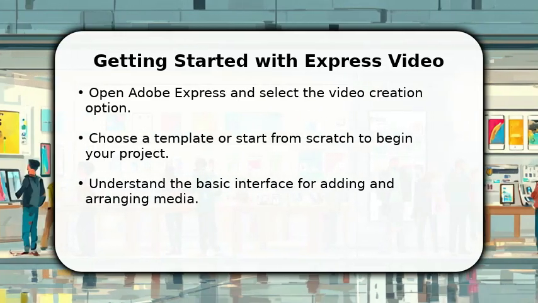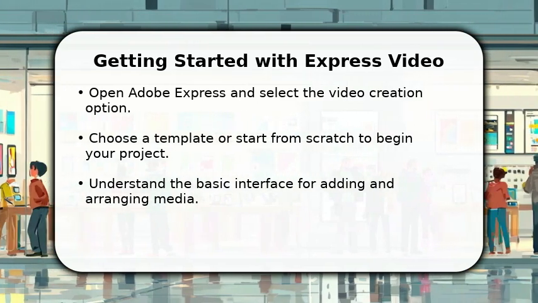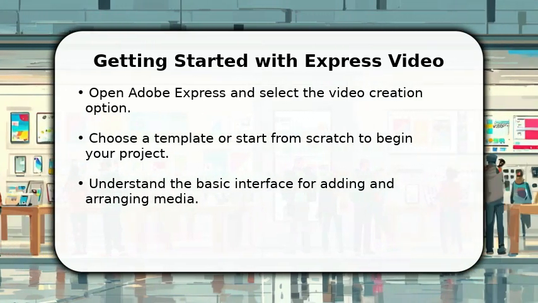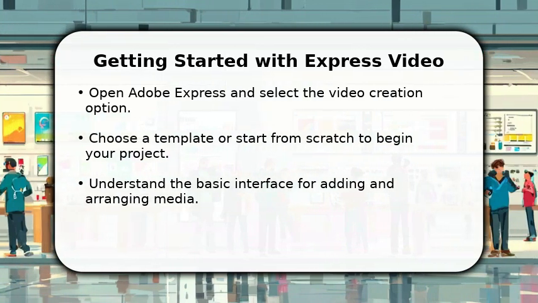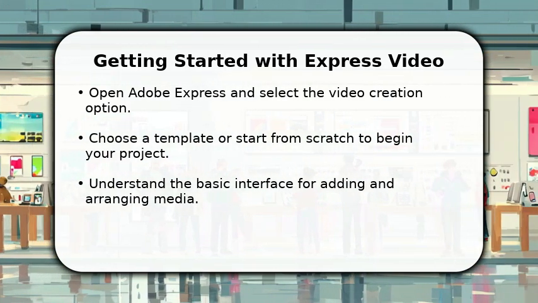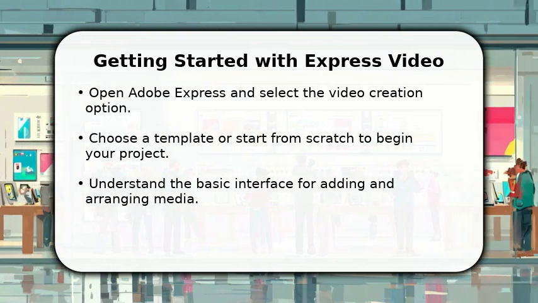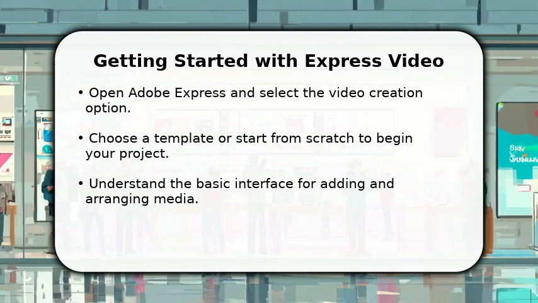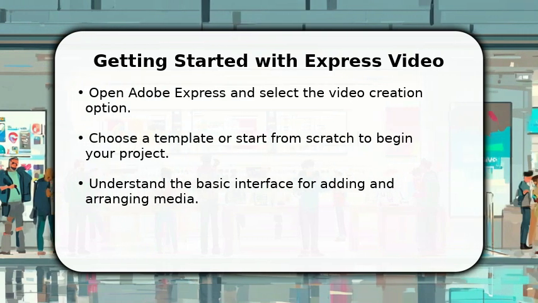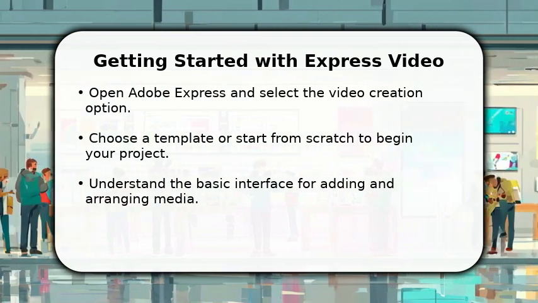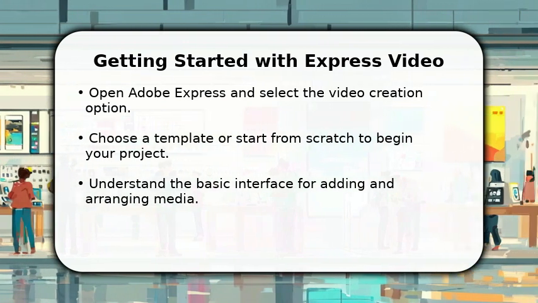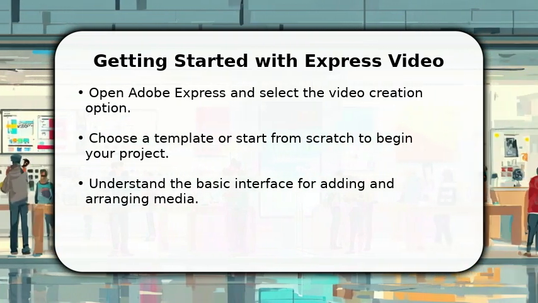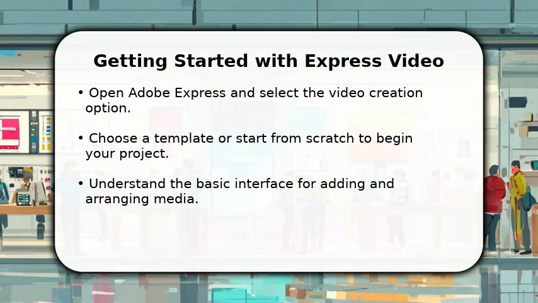In this video, I will explain how to use Adobe Express to make a video. First, open Adobe Express and navigate to the video section. You'll find options to start a new project, either by selecting a pre-designed template or by beginning with a blank canvas. Familiarize yourself with the intuitive interface, which allows for easy drag-and-drop functionality to add your media. This initial step sets the foundation for your creative video journey.